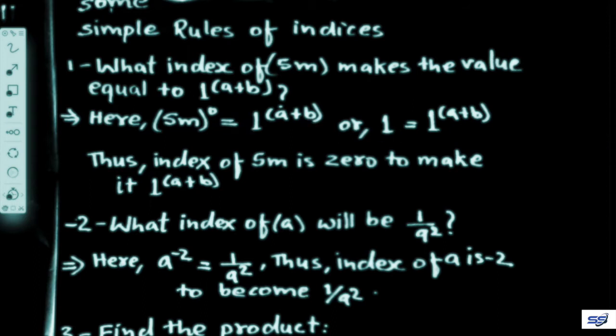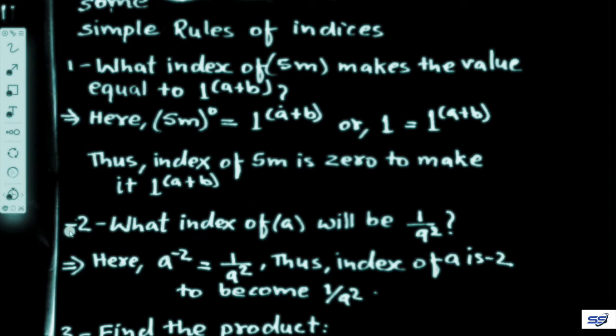We can also say that if any number has power 0, it tends to 1. Anything power 0, let it be a, b, c, d, anything, if the power is 0, we have to assume that it is 1. So here 5m power 0 equals 1, which equals 1 power a plus b. In this way, 5m makes the value equal to 1 power a plus b, that is 0. Thus, we can say that the index of 5m is 0 to make it 1 power a plus b.